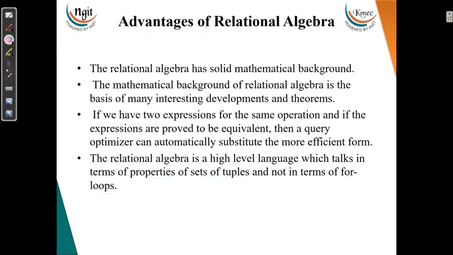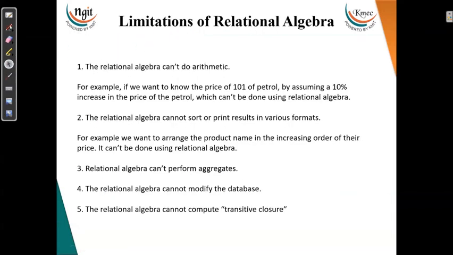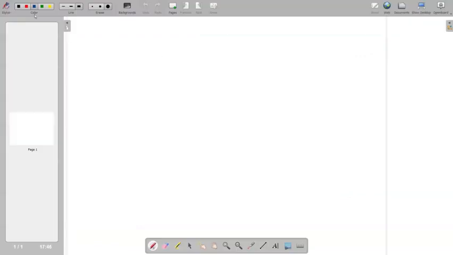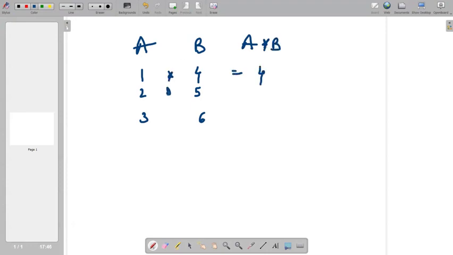Now let us look at the limitations of relational algebra. We will not be able to perform any kind of arithmetic operations. So what kind of arithmetic operations are we talking about? Let us say that you have tables A and B, with values 1, 2, 3 and 4, 5, 6. Now I want to perform multiplication of A and B. So we are expecting 1 into 4 to result in 4, similarly 2 into 5 which should result in 10, and 3 into 6 which should result in 18. We are expecting this sort of operation to be done, but in fact this is not done by the relational algebra operators.